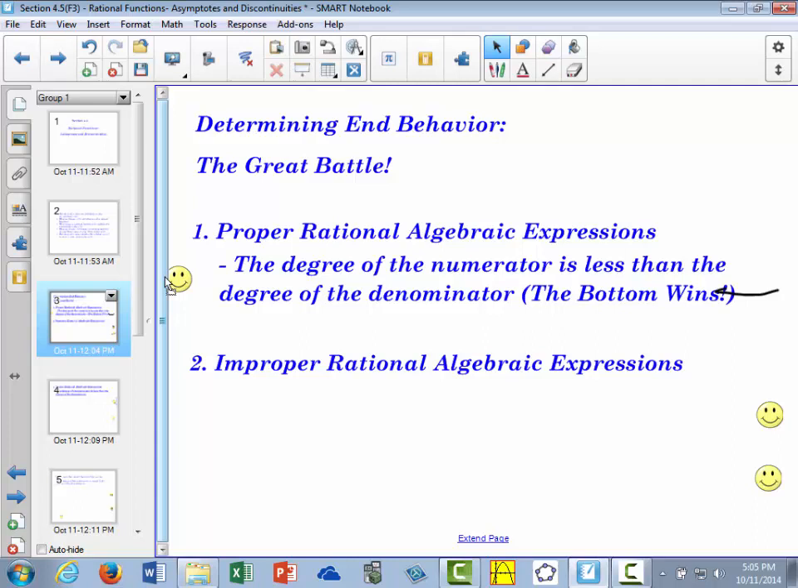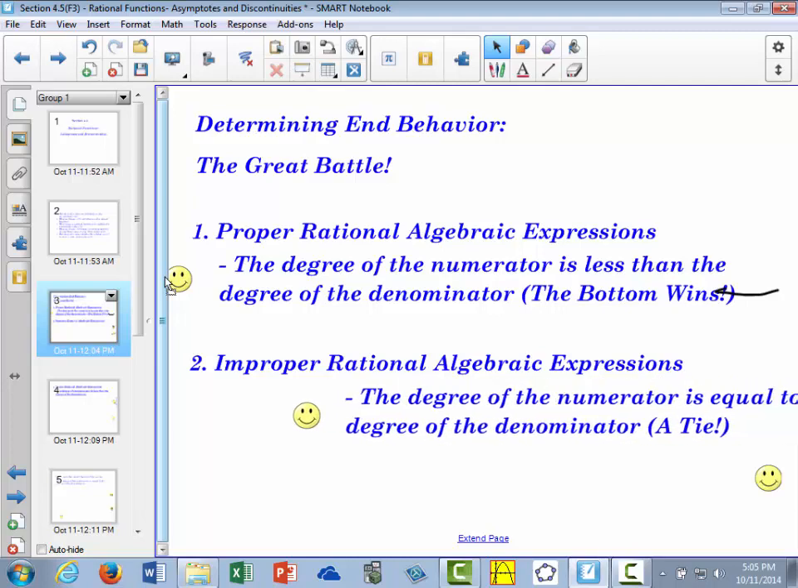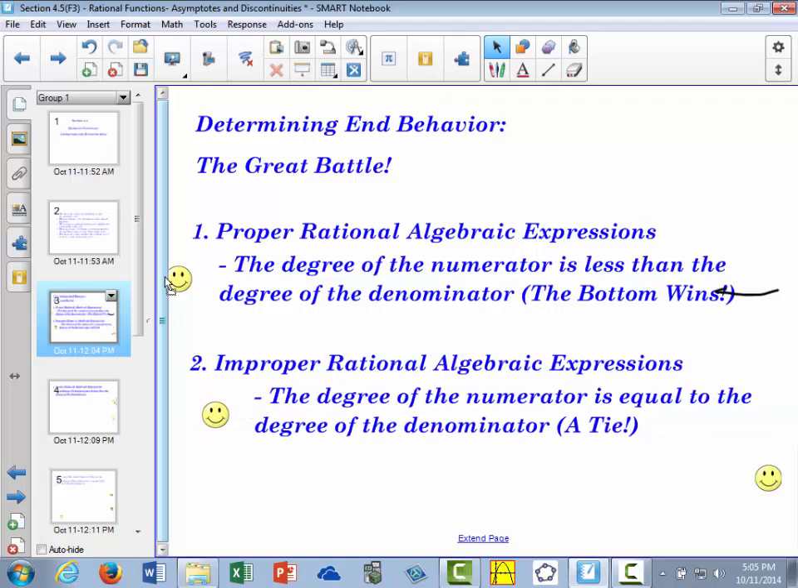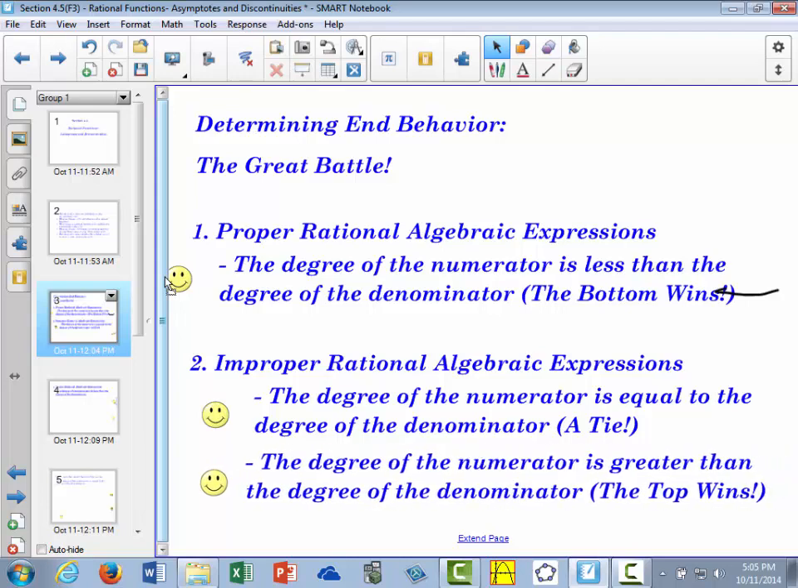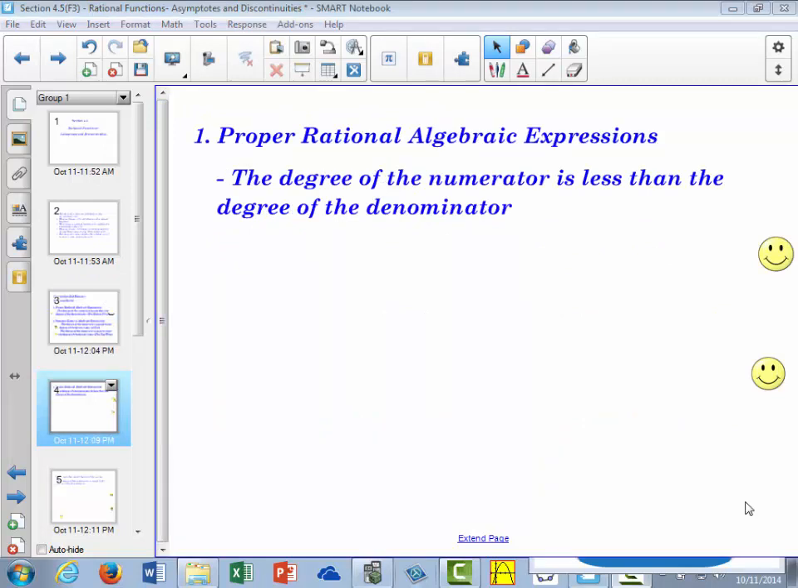Improper rational algebraic expressions have two possibilities. First, the degree of the numerator is equal to the degree of the denominator, in which case I declare a tie, or the degree of the numerator is greater than the degree of the denominator, in which case the top wins. We'll take a look at all three of these cases and how they will affect the end behavior of a rational algebraic expression. Let's take a look first at proper rational algebraic expressions.